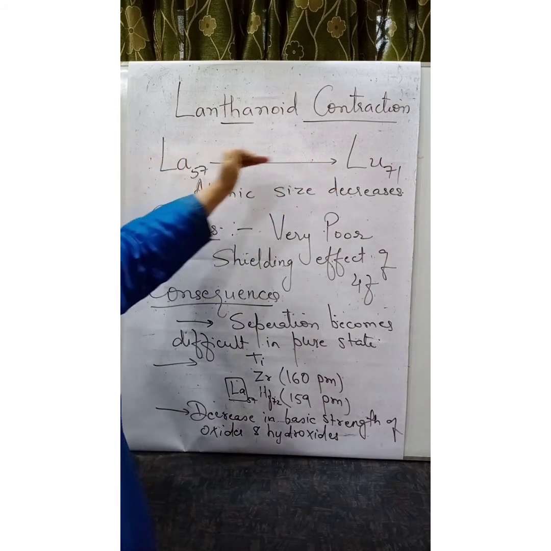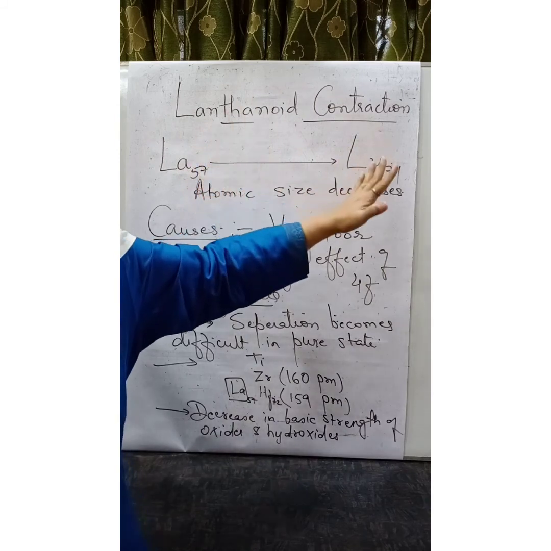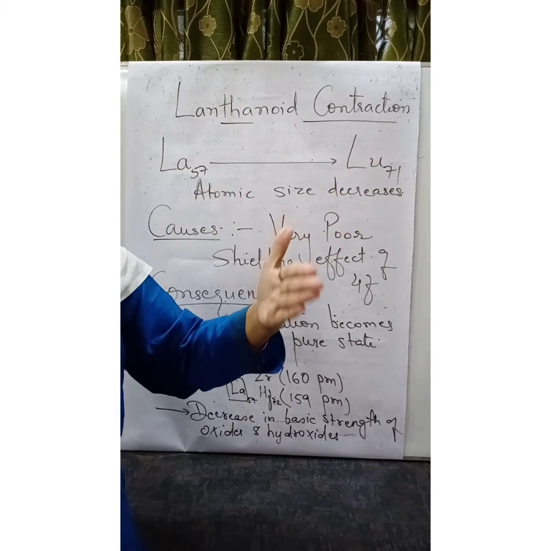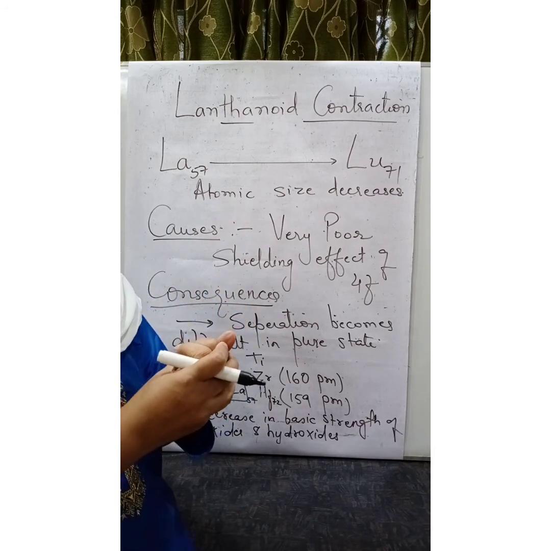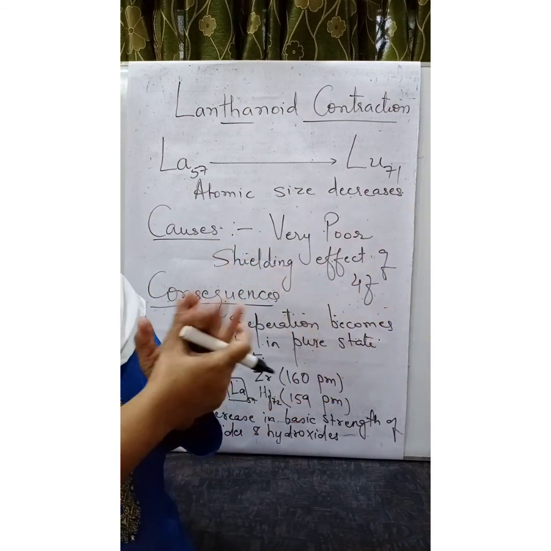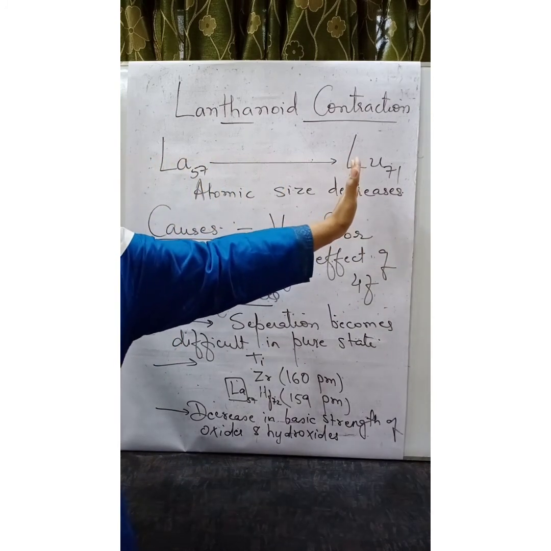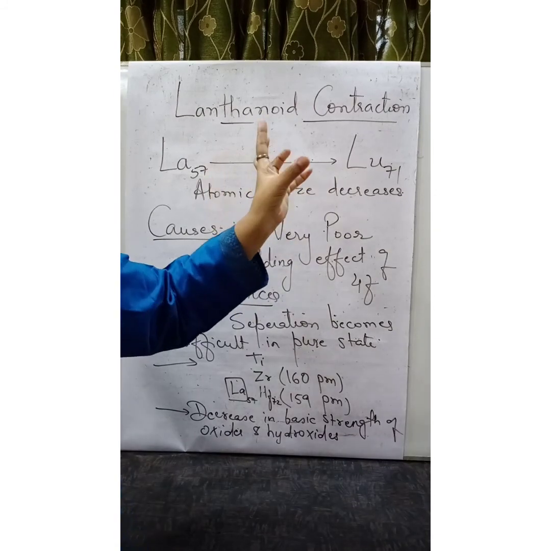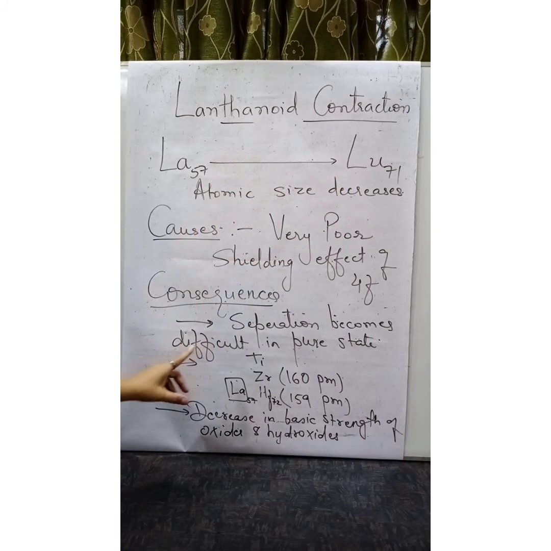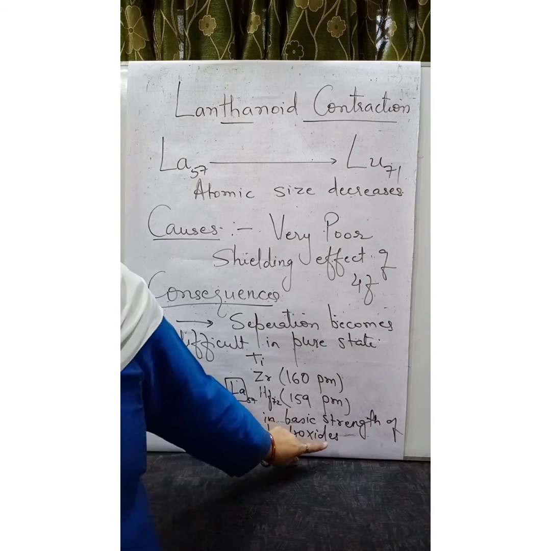That means when you are moving, the ionic character decreases and the covalent character increases due to increase in the tendency of sharing electrons. Reason: there is contraction in size. So when we move from left to right across the lanthanoid series, the covalent character increases, which results in decrease in the basic strength of oxides and hydroxides.